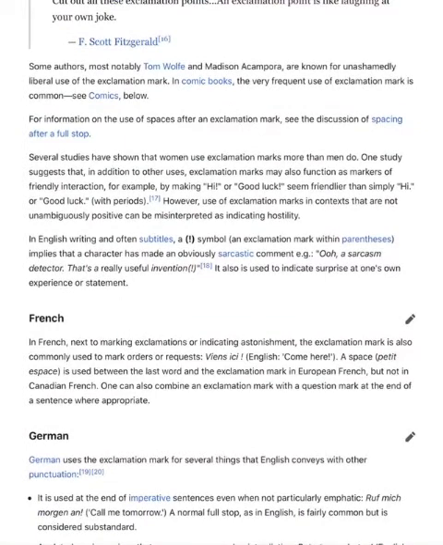Some authors, most notably Tom Wolfe and Madison Acampora, are known for unashamedly liberal use of the exclamation mark. In comic books, the very frequent use of the exclamation mark is common.